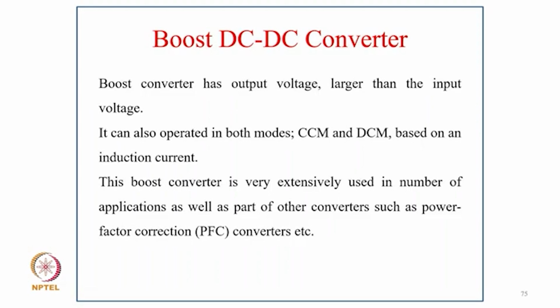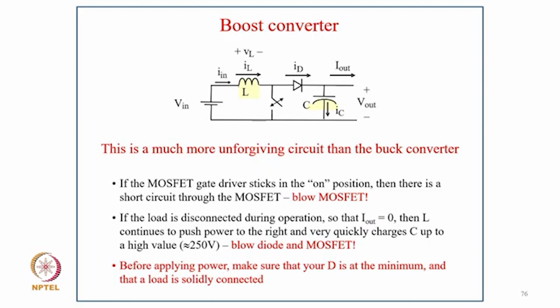This boost converter is very extensively used in a number of applications, as well as part of other converters such as the power factor correction converter. Typically here we have the source, inductor, switch and diode, and output capacitor, with different notation. When the switch is closed, the inductor voltage is the input voltage, and when the switch is open, the inductor voltage comes in series with the input voltage, and that becomes the output voltage, higher than the input. It is a much more unforgiving circuit than the buck converter.